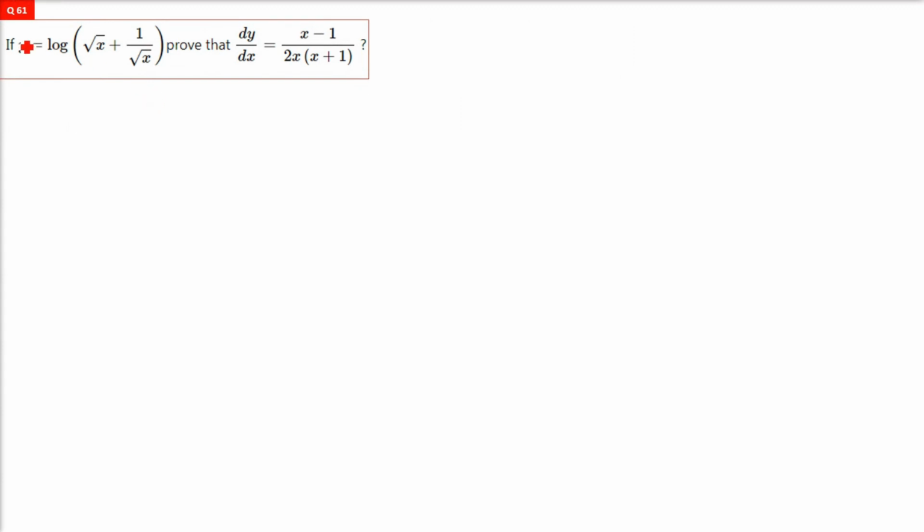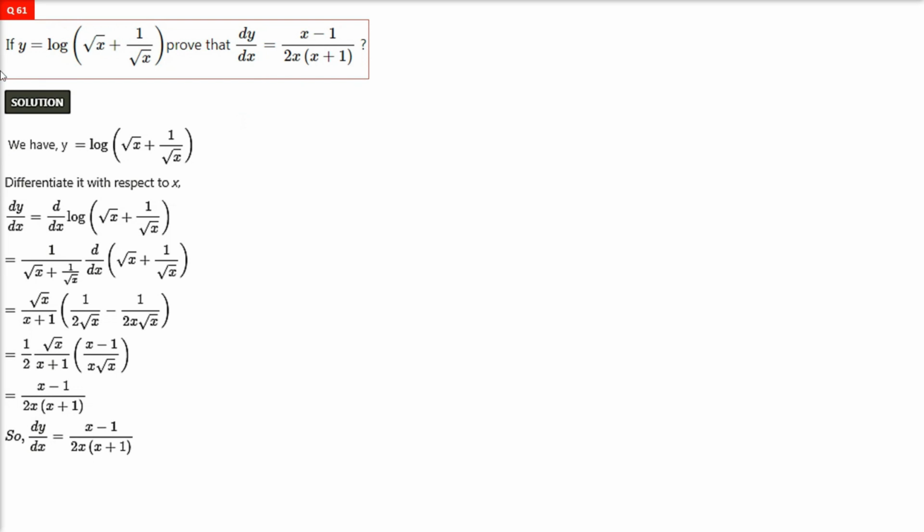Now this is y equals log into root x plus 1 by root x. dy by dx has to be given like this. We have to prove like this. So the solution is in front of you. If you just want to carry on, you can just go ahead for the next question.